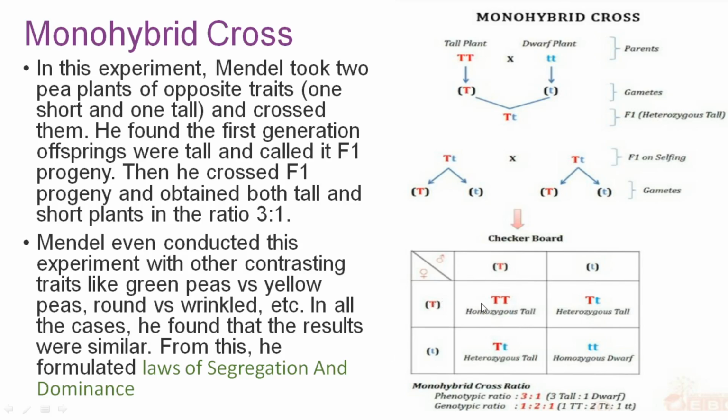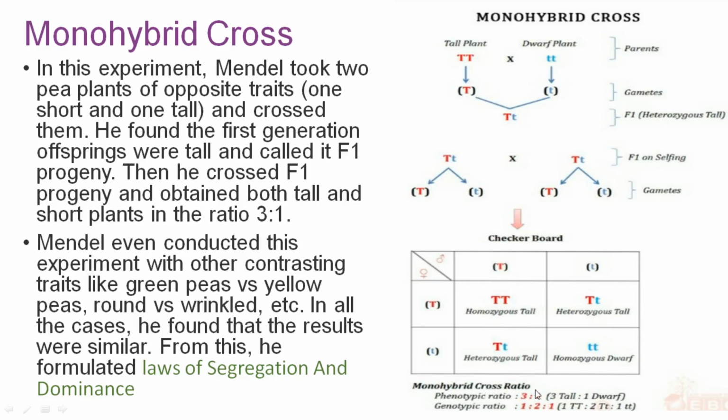When these are combined, we get the homozygous tall, dominant homozygous tall. This is the dominant and recessive, and we get the heterozygous tall. That means we have two different types of alleles, capital T and small t, combining. Capital T and small t are different, so that is heterozygous tall. Here it is the homozygous dwarf, meaning both are in the recessive condition. This is the monohybrid cross ratio.